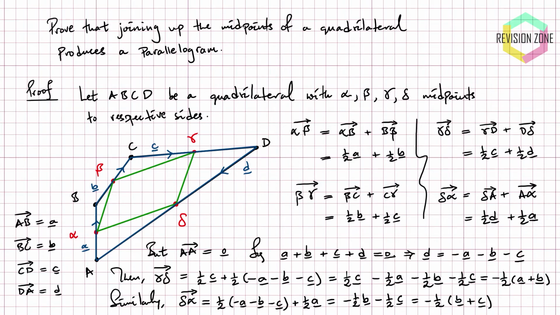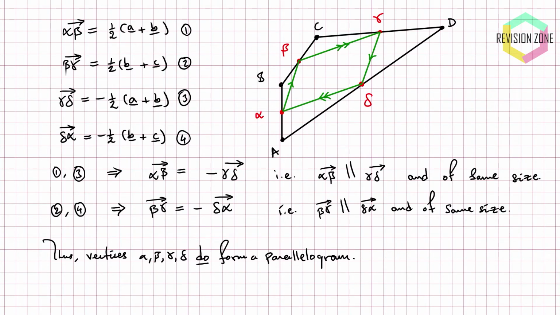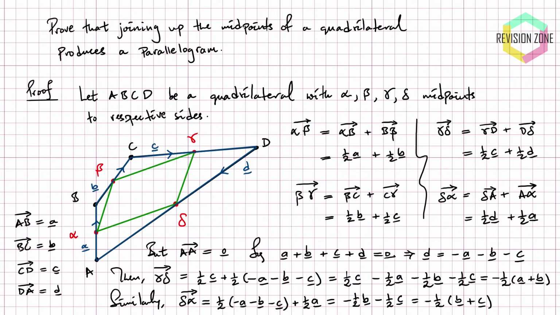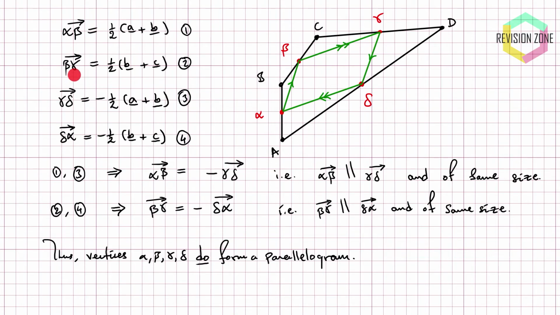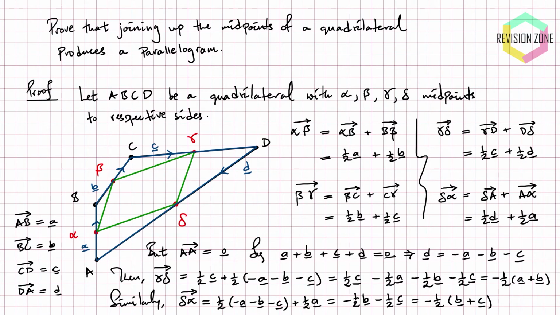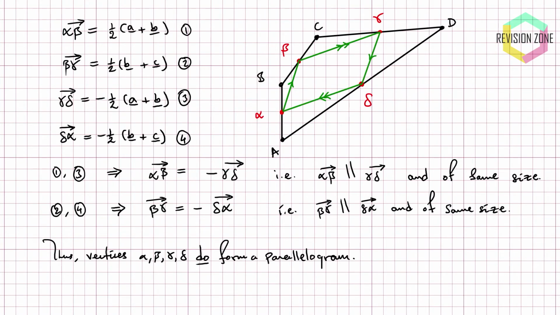Well, this is now a lot more promising because we have everything just in terms of A, B, and C, and hopefully we can make more sense of this now. So let's take stock. What do we know? We know that alpha beta, our vector, is a half A plus B. We can check that. It's a half A plus a half B, so half A plus B indeed. And then beta gamma is a half B plus C. And again, we check that, half B plus a half C, so that's the same thing. And then the other two, namely gamma delta and delta alpha, we just worked out, right? We did these by substitution, so these are okay.